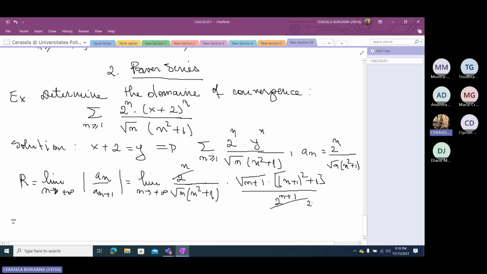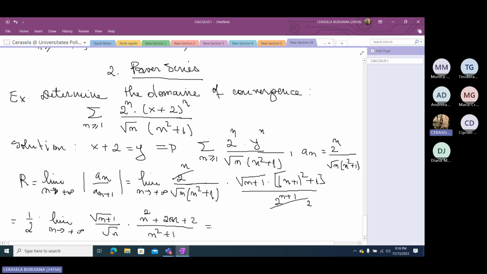We remain with 2 here. So it will be 1/2 in front times the limit when n goes to infinity of what we have: square root of n plus 1 over square root of n. I will group the terms to make it easier to see the limit. Also, we have (n plus 1) power 2 plus 1. We get n squared plus 2n plus 1 plus 1, so it will be plus 2, everything over n squared plus 1.